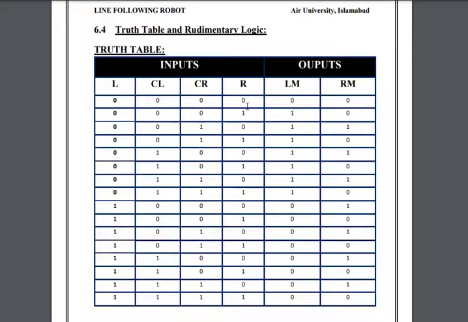As we know that there are 4 inputs, these 4 inputs can make 16 combinations, because 2 raised to the power of 4 is 16. So we can have 16 unique and distinct combinations from these 4 sensors. Now for each combination, what our output should be is basically the thought process behind the design of this line follower robot.